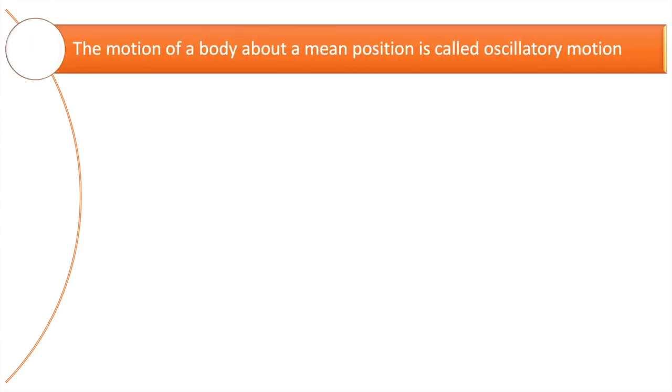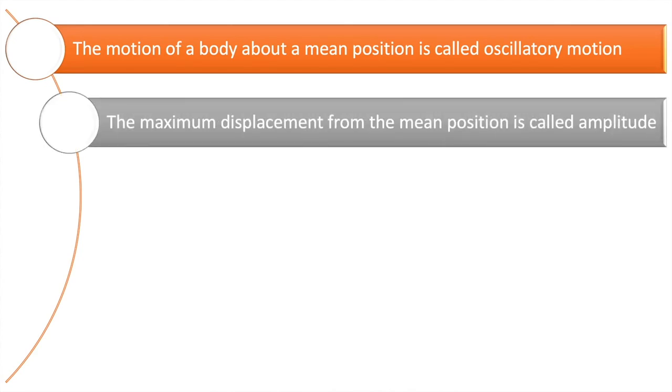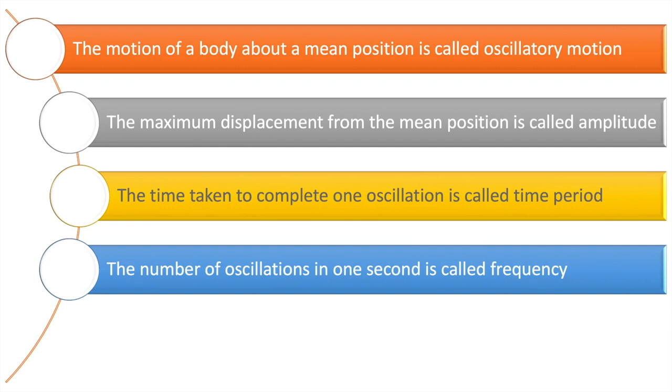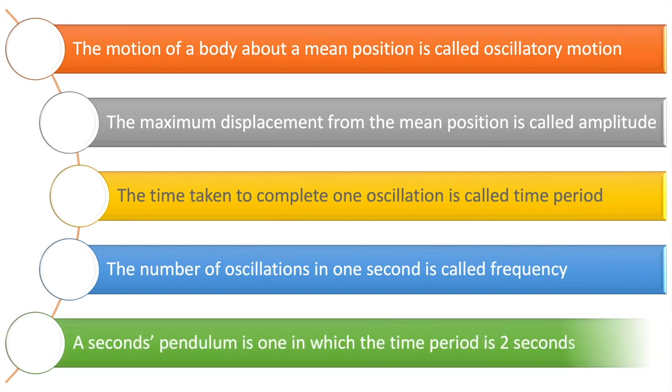And now the summary of this video. The motion of a body about a mean position is called oscillatory motion or simple harmonic motion. The maximum displacement from the mean position is called amplitude. The time taken to complete one oscillation is called time period. The number of oscillations in 1 second is called the frequency of the pendulum. And a seconds pendulum is one in which the time period is equal to 2 seconds.